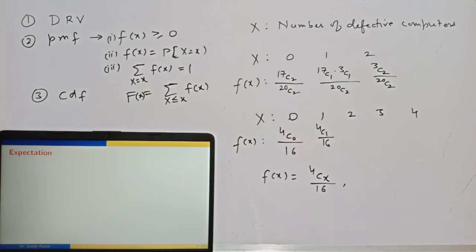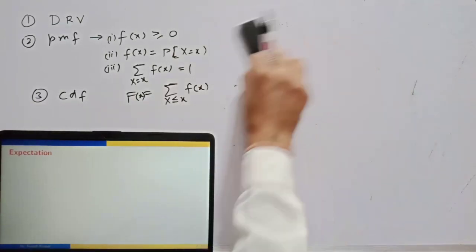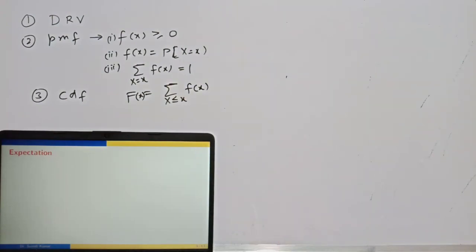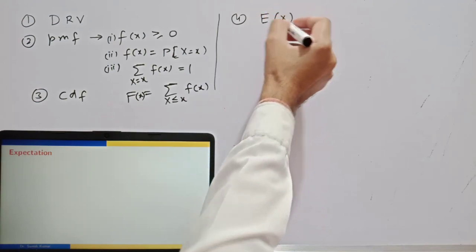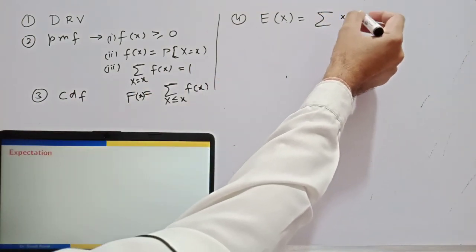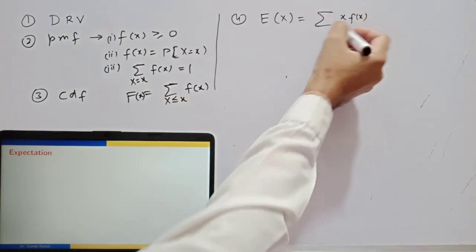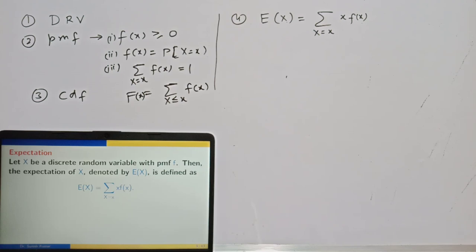Next is expectation. Next definition, a very, very important definition, the fourth one. What is the expectation of a random variable? Multiply the values of the random variable with the corresponding probabilities and add. This expression defines the expectation of x. If x is a discrete random variable with PMF f, then the expectation of x, denoted by E(x), is defined as this summation. Why is it defined like this? You will understand.